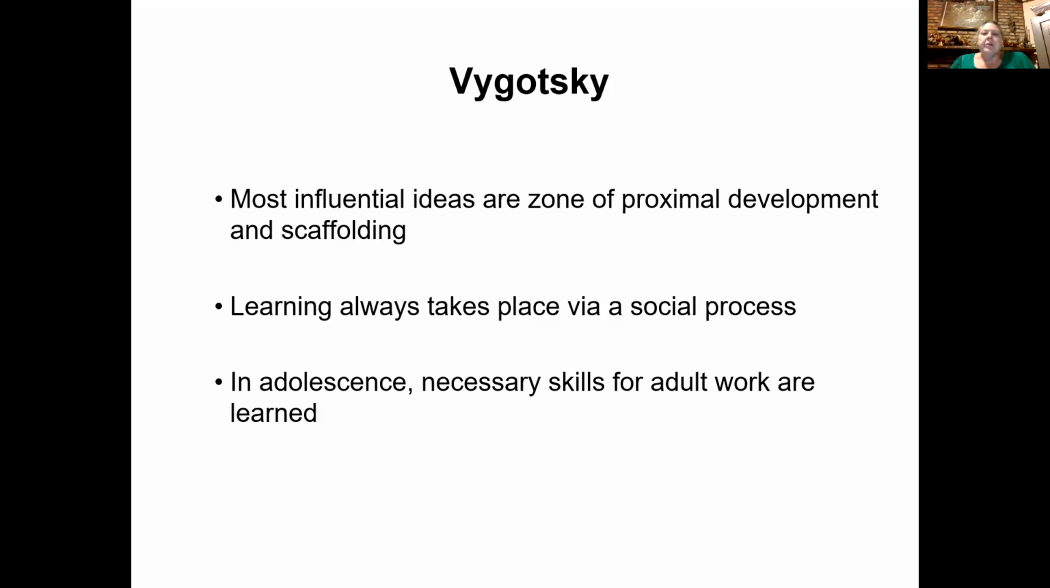Okay, when we talk about learning, we might want to refer back to Lev Vygotsky. Lev Vygotsky was somebody who promoted the idea that learning is basically a social process, and it always takes place in a social process. The most influential ideas of Vygotsky are the zone of proximal development and scaffolding.